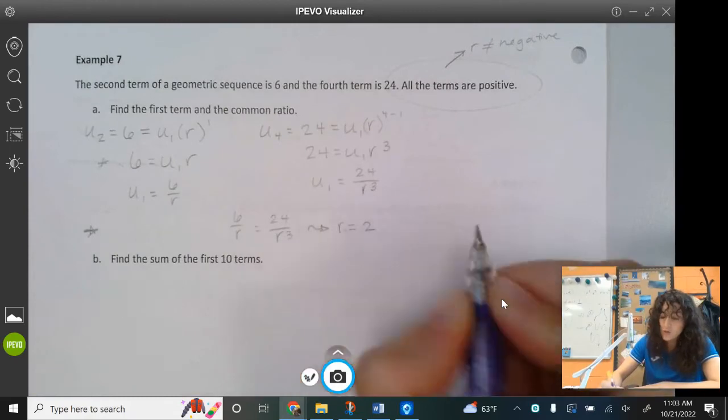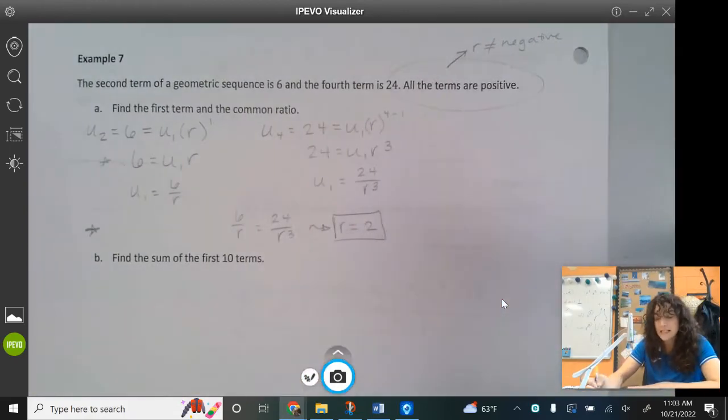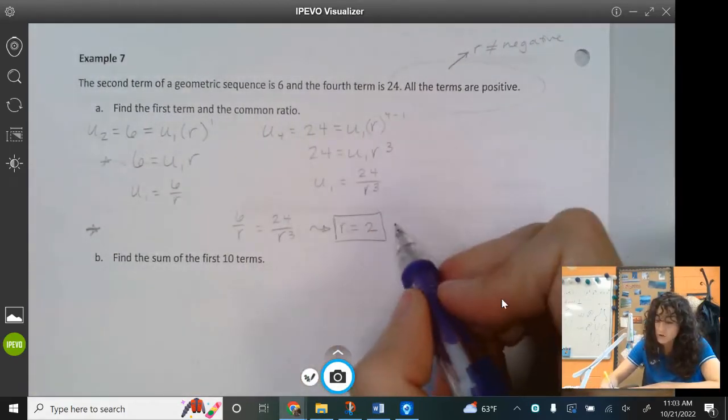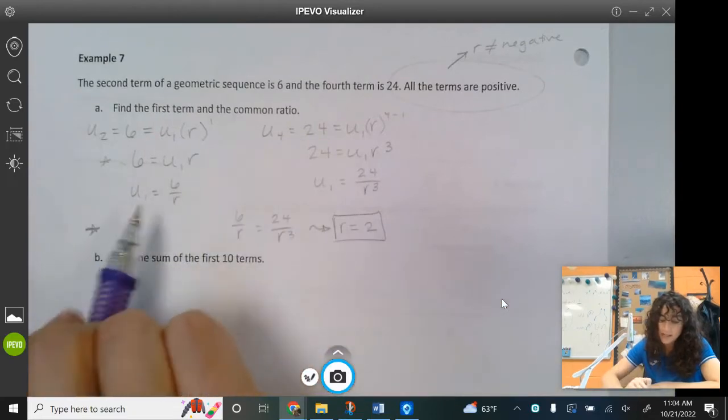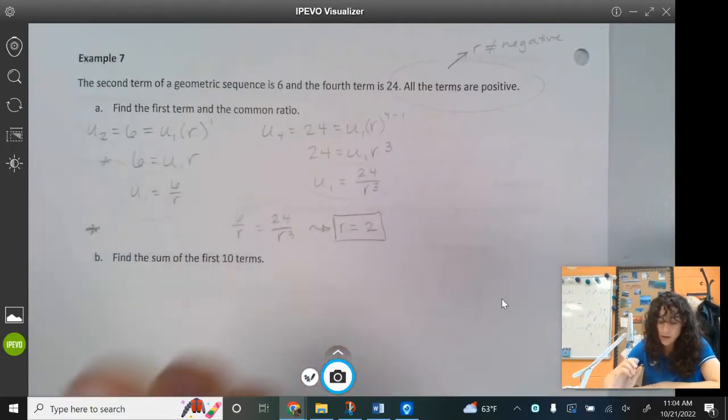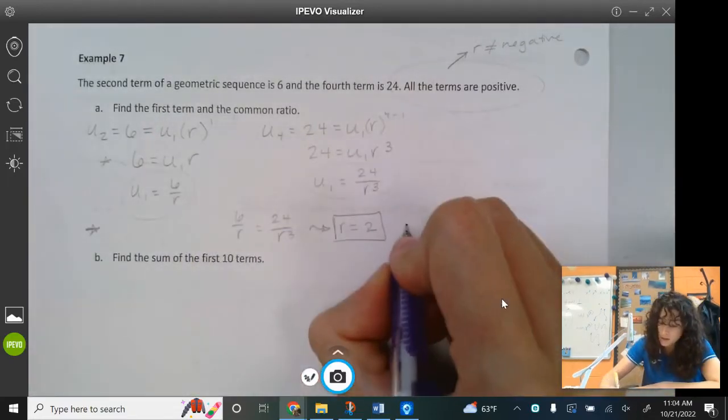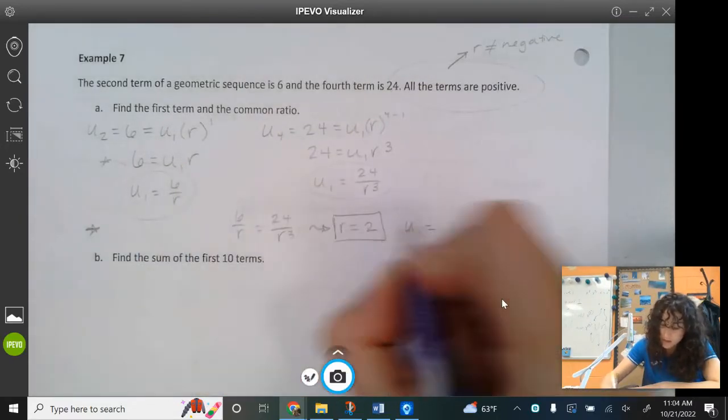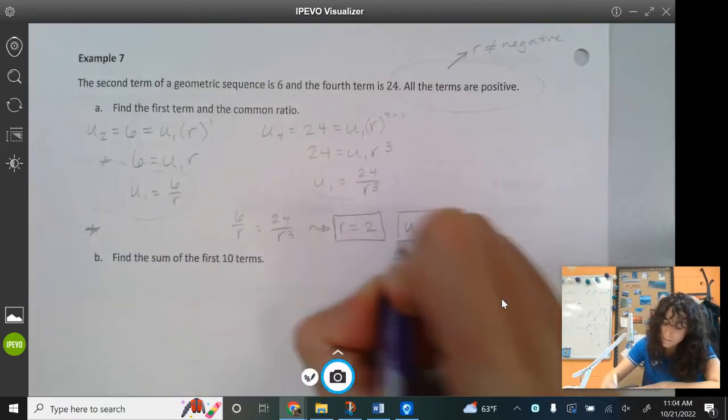r is 2. Fantastic. And if I wanted to know what u sub 1 is, I can plug 2 back into either this equation or this equation. Doesn't matter, but this one's easier. So u sub 1 is 6 divided by 2, which is 3.